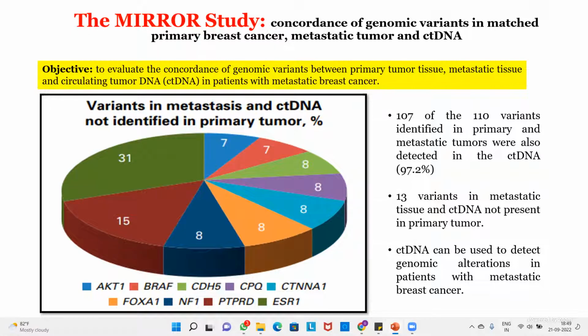They wanted to evaluate the concordance of genomic variants between the primary tissue and ctDNA in patients with metastatic breast cancer. And the authors reported that while there was a 97.2% concordance between the metastatic tumors and the ctDNA, what was interesting is that 13 variants in the metastatic tissue and ctDNA were not present in the primary tumor.